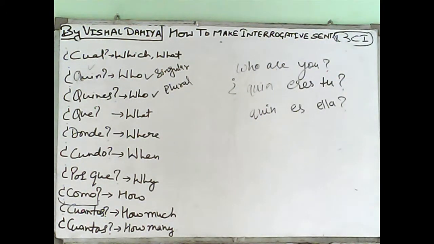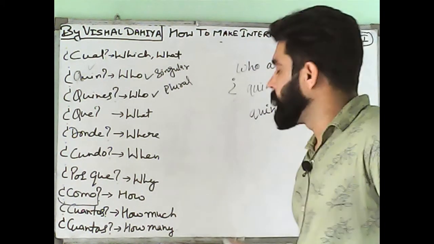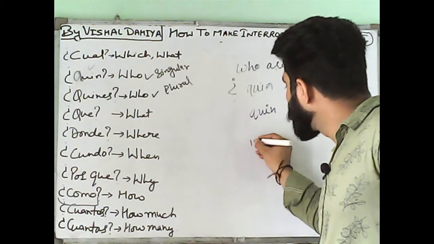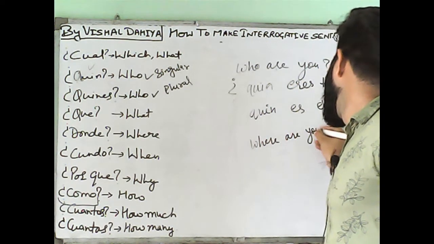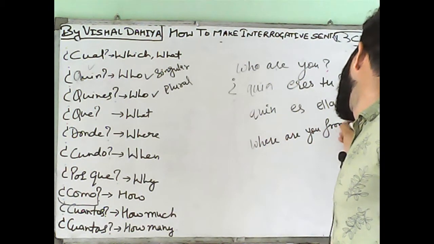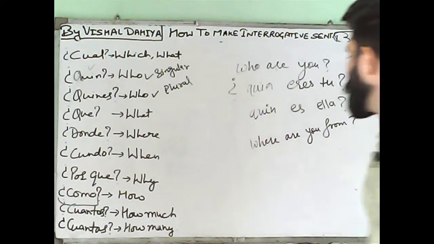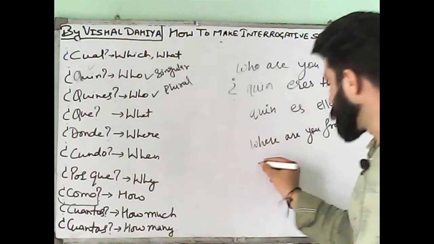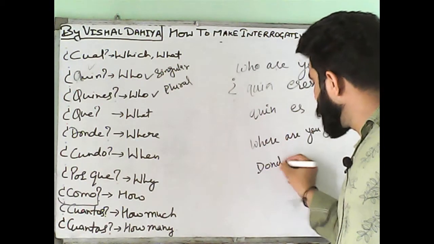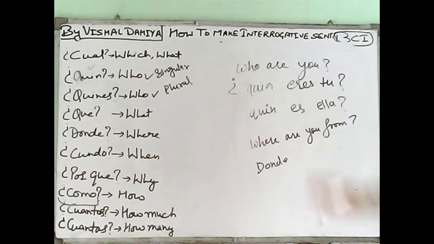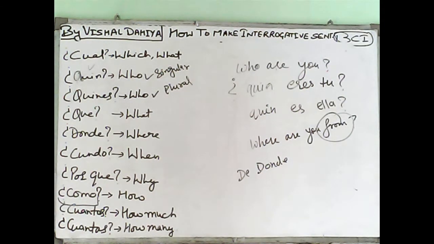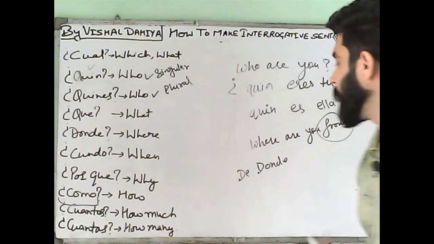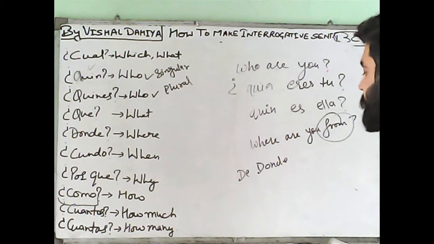Next we have dónde. Dónde means where. For example, if I want to say where are you from, I will use dónde. But another thing, I will use the preposition from as well. It starts from the beginning of a sentence, right? You have to use it in the beginning.